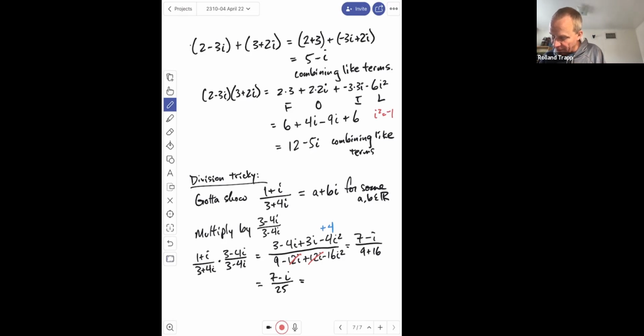And just like in real numbers, this is 7/25 minus 1/25 i, right? You can take a fraction and you can split it, because the way you add fractions is to have a common denominator. So I can just add these straight across to get that back. Okay.